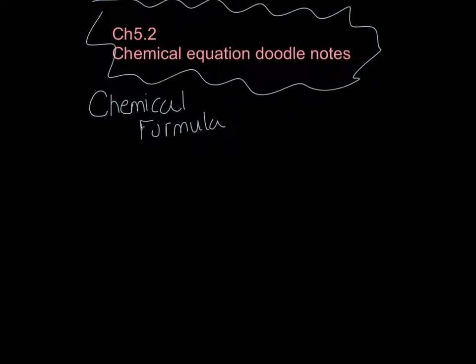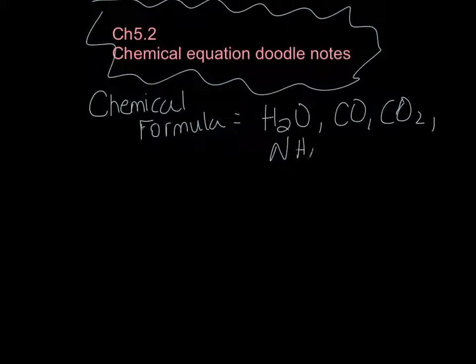Okay, and examples of chemical formulas are H2O, CO, CO2, NH4. Okay, these are all types of chemical formulas. Now we can combine chemical formulas to make a chemical equation.